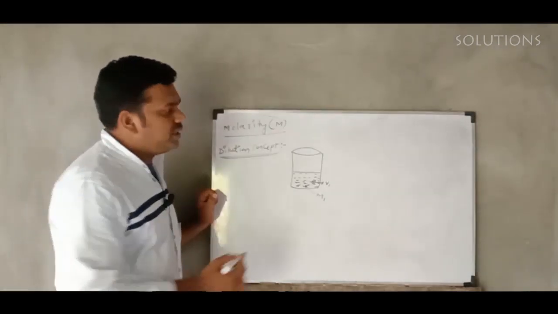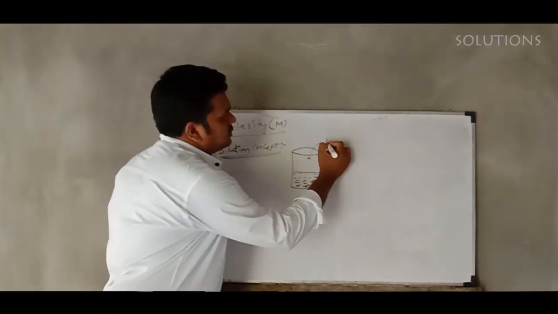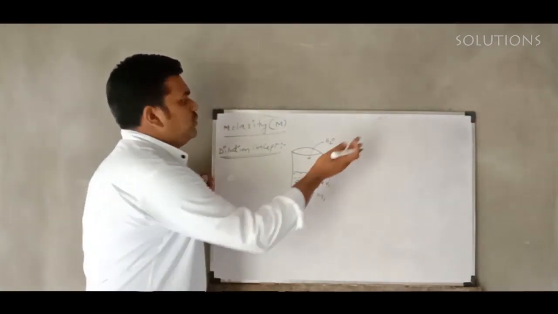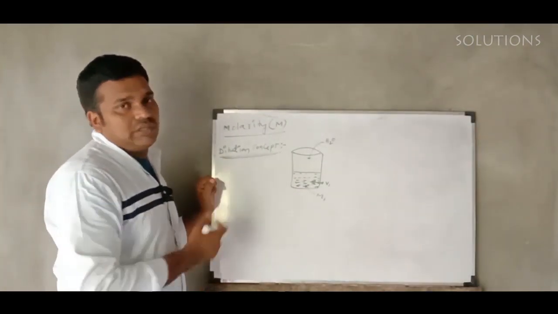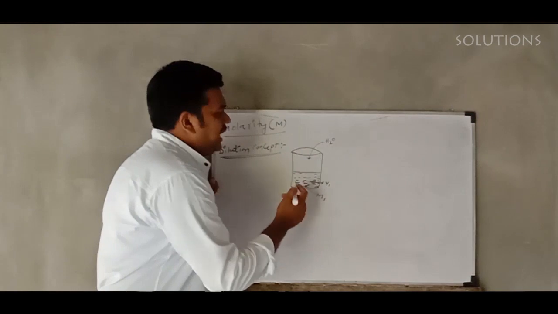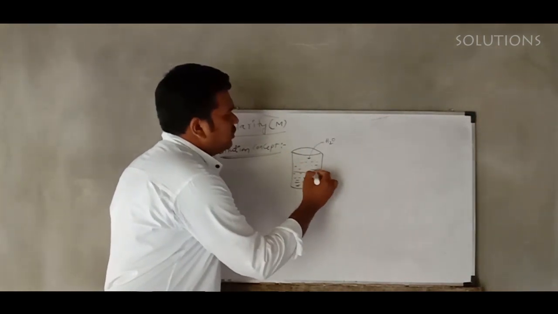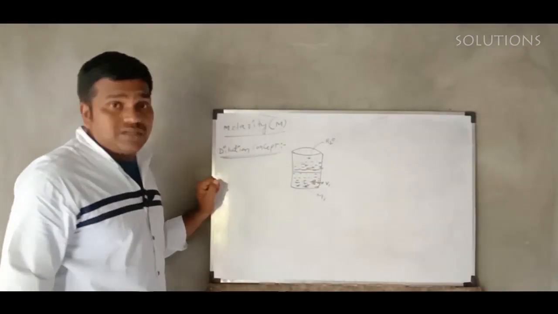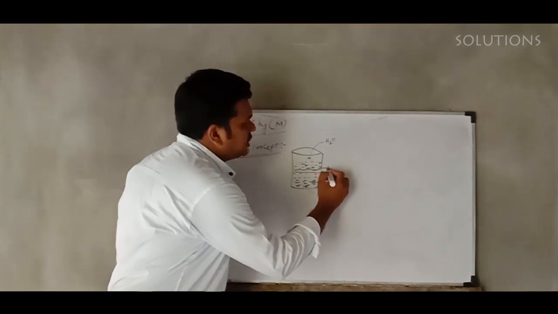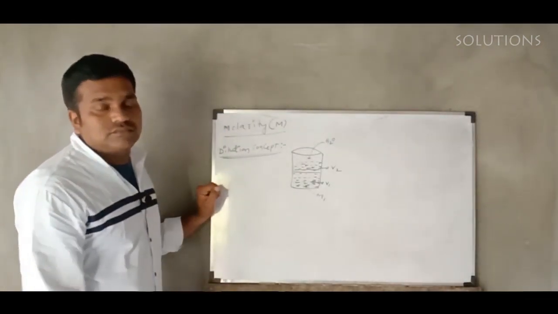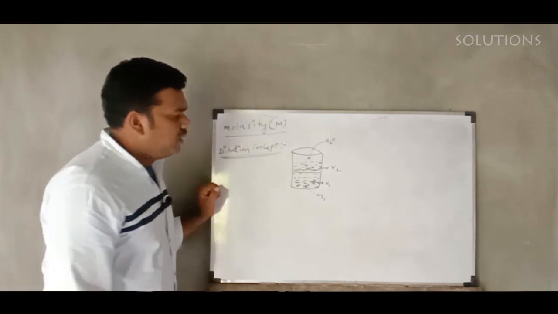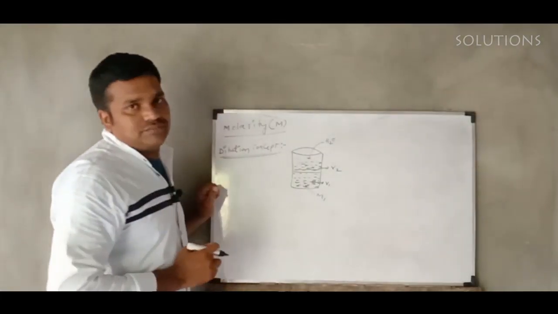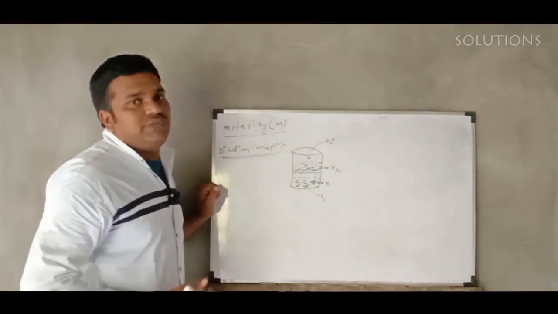Now I want to add some water. You know why? Because dilution means we are adding water. Whenever you add water, what will happen here? The volume of the solution increases. The new volume of the solution I will write as V2. And we have to find out the molarity of this final solution.